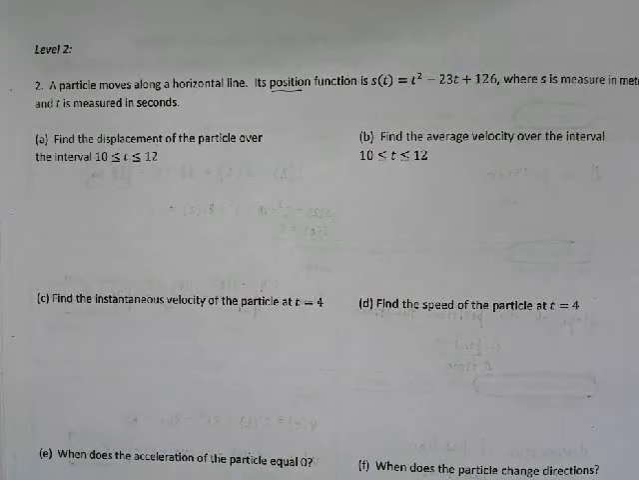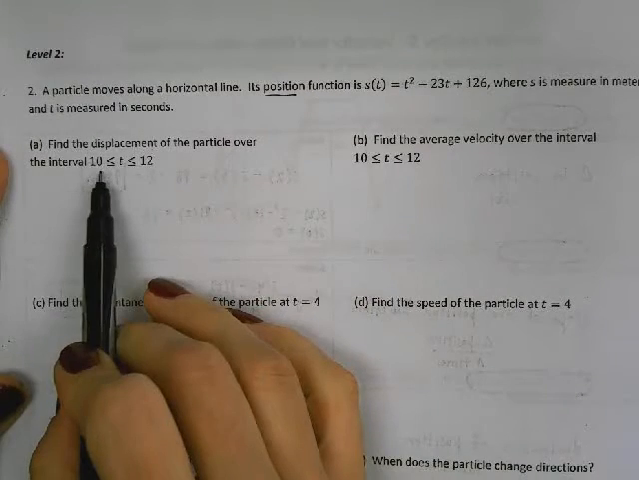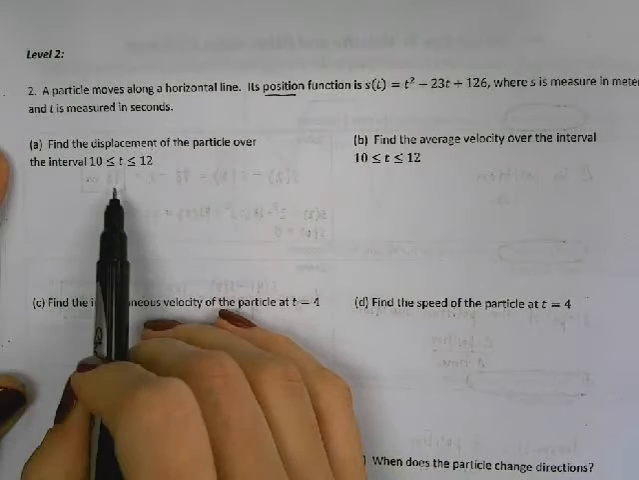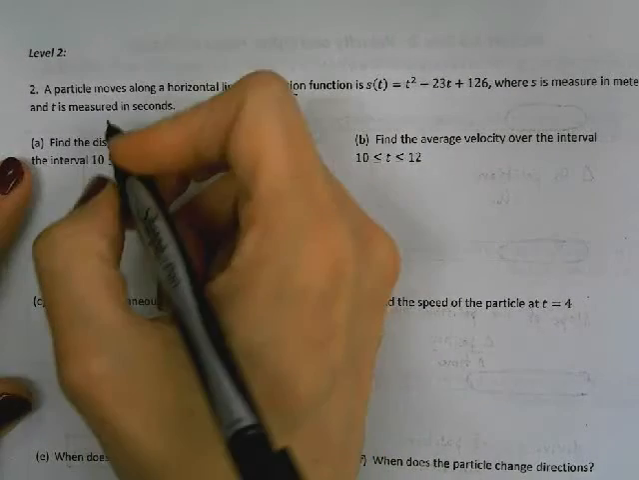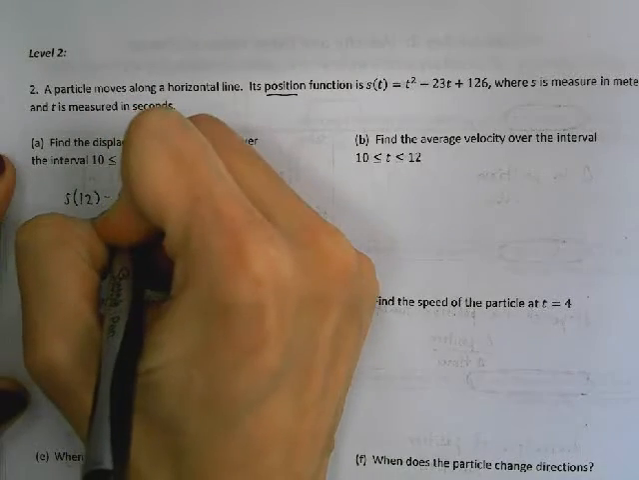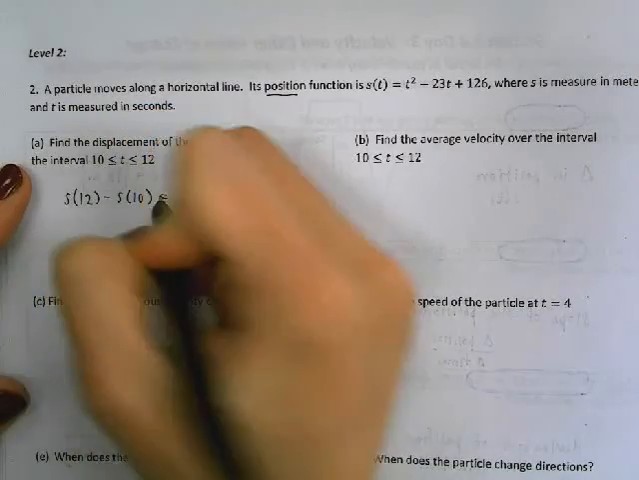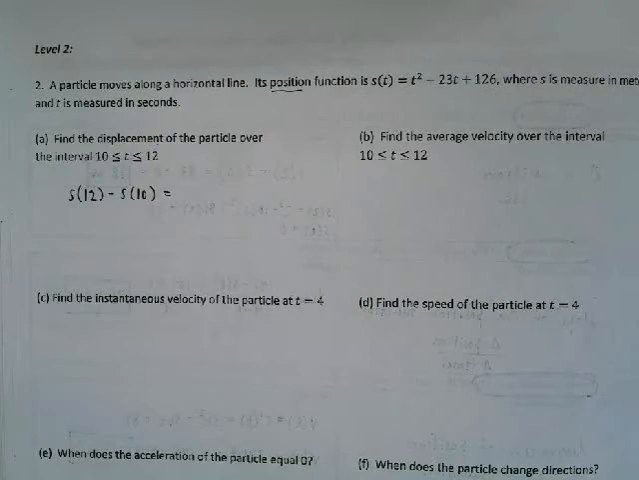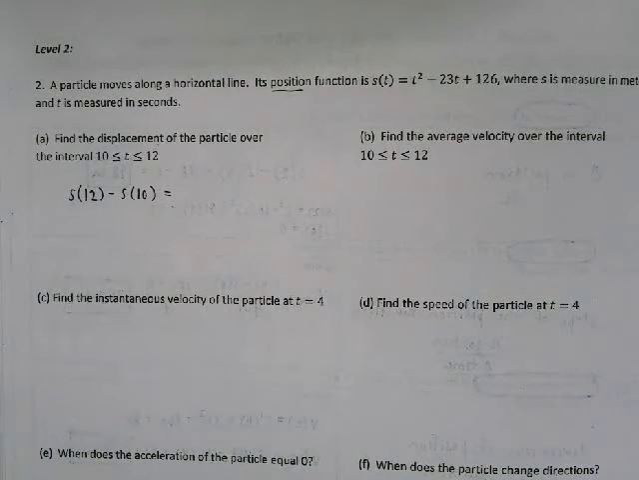So again, for part A, displacement means I want to find the change in position between time equals 10 and 12 seconds. So we're just simply going to calculate s of 12 minus s of 10. That has strictly to do with the position. So hopefully you guys are double checking my calculations here. Well, hopefully I get them right, but hopefully you're also double checking me.